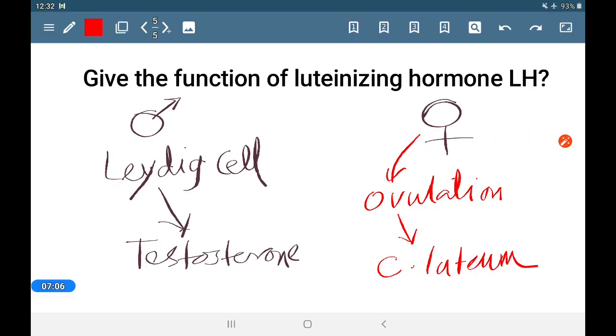Luteinizing hormone is produced from the anterior pituitary gland. In the male, it acts on the Leydig cells. You know that Leydig cells will secrete testosterone. It plays a very important, vital role in the male. At the same time, in the female also, it plays a very important role. It triggers ovulation, and it helps in the development of the corpus luteum.